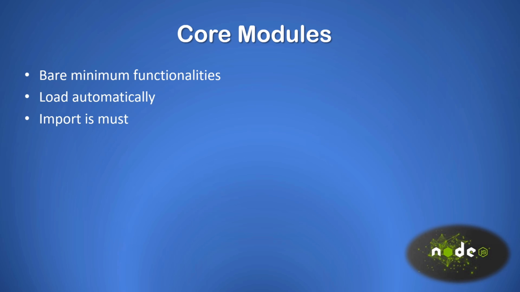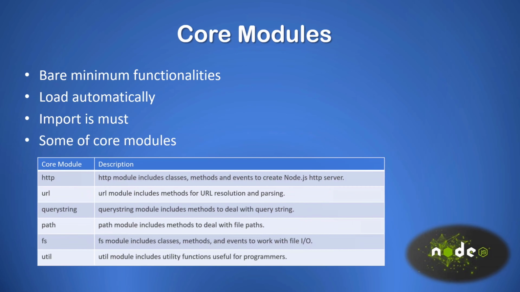Okay, and some of the core modules which I'll quickly show you here: first is the HTTP module. We use it to create a Node.js HTTP server, and it has its own methods and events. Then we have the URL module, which is used to parse the URL and get parameters like query parameters, headers, etc. And we have the query string module, which we can use to deal with query string attributes and values.